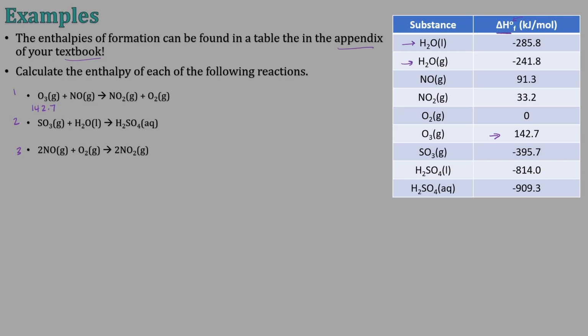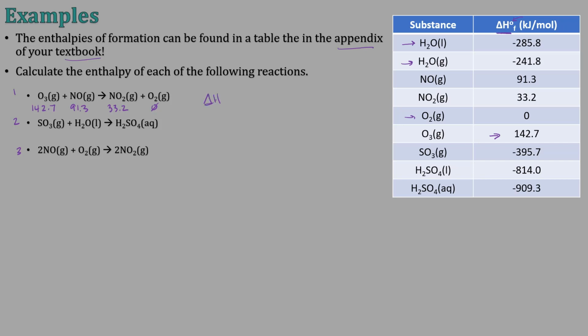So I'm just going to write them underneath. Nitrogen monoxide gas is 91.3. Nitrogen dioxide is 33.2. And O2 is 0, right, because it can't be formed. It doesn't have a formation value. It can't be formed from its naturally occurring elements because it is a naturally occurring element.